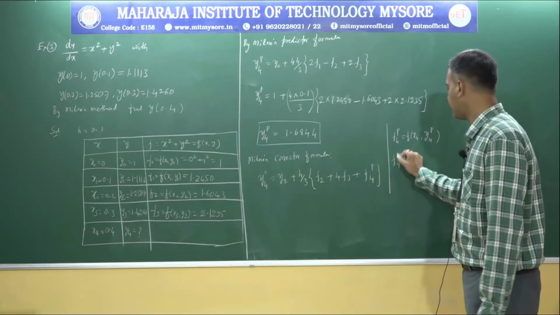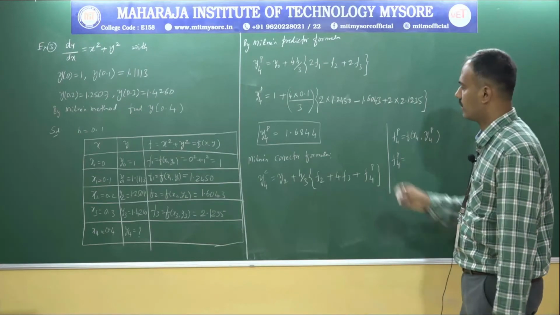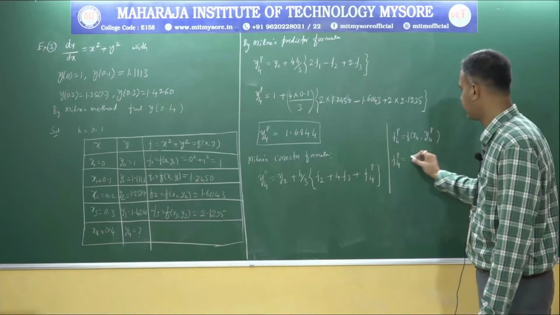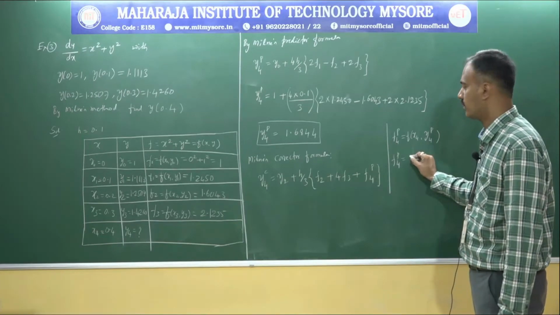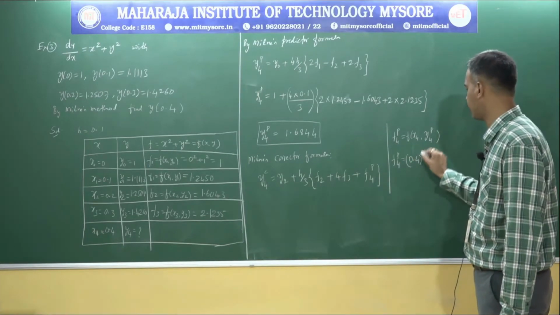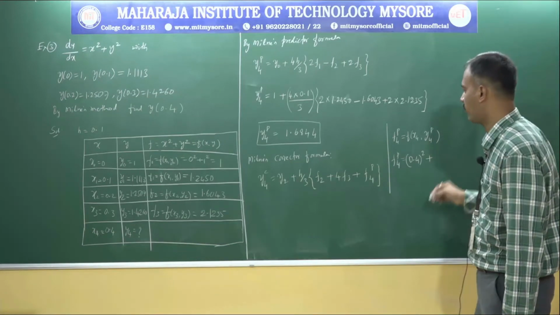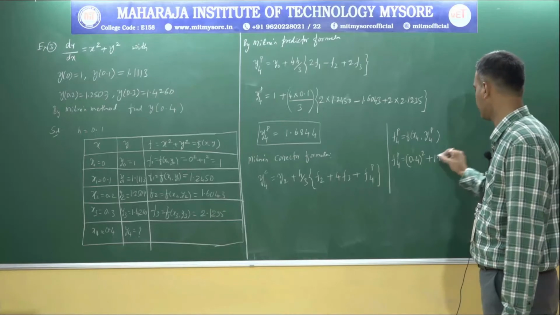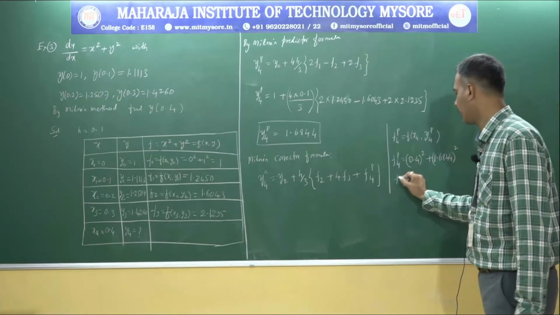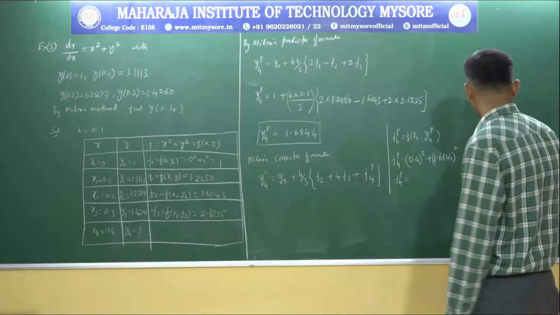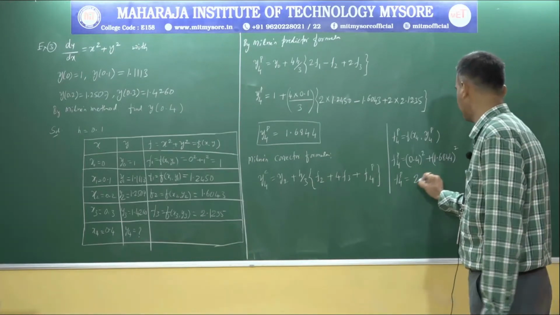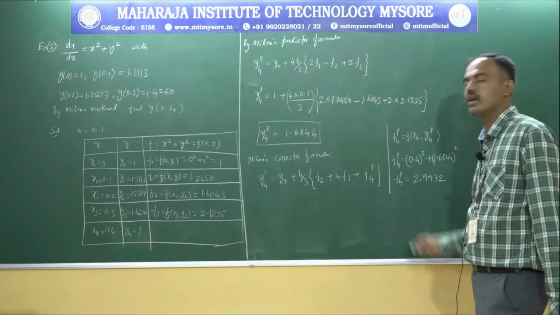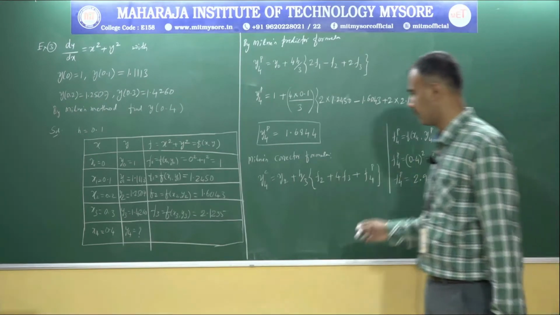Now f4p is obtained by applying the values of x4 along with y4p in the function: x4 is 0.4, squared, plus y4p, 1.6844, squared. After the simplification, f4p is 2.9972. Now substitute in the corrector formula.